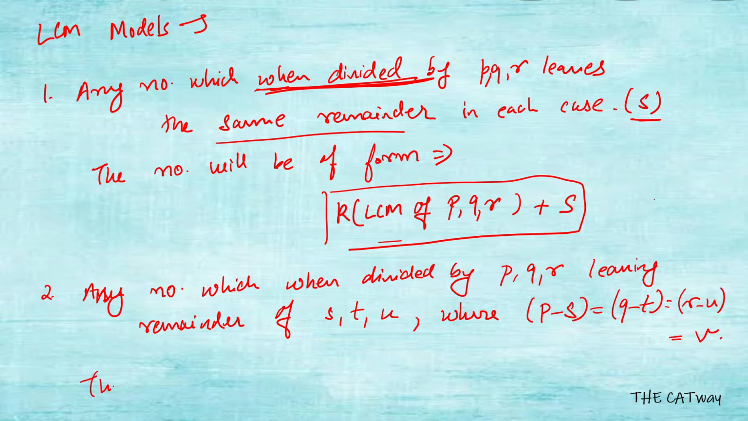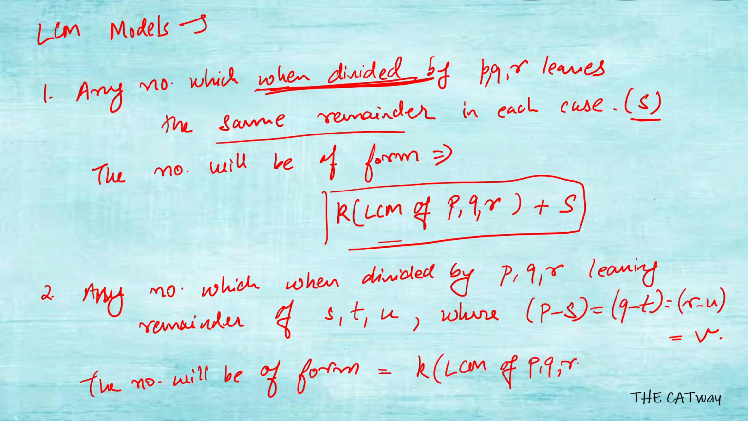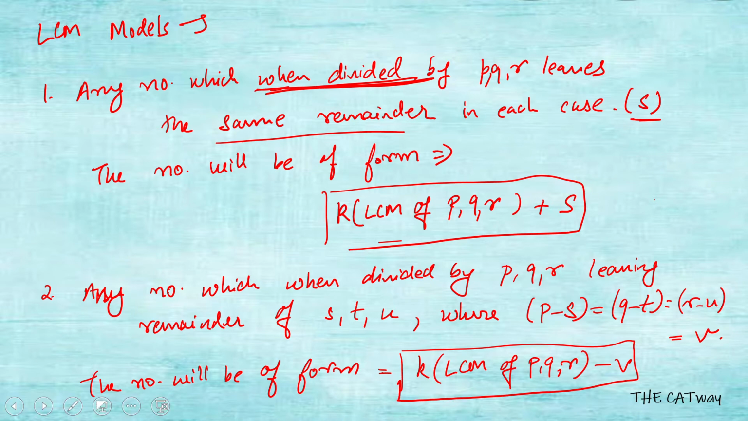The number will be of the form K into LCM of P, Q, R minus V. Okay, so this is the form of the number. So these are the two LCM models which we have. Now let's move towards an HCF model.